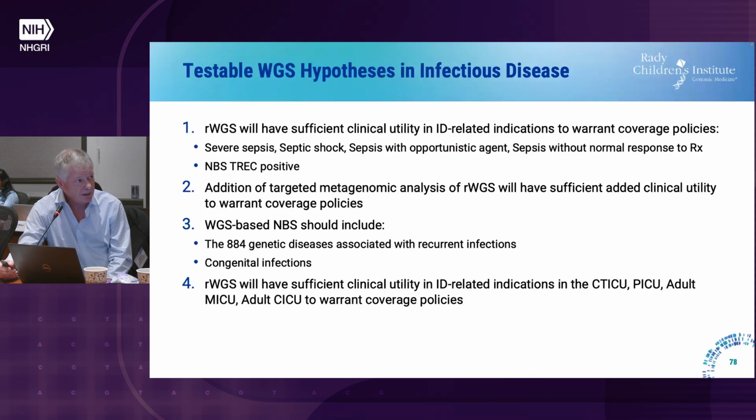So, last slide. Here are some hypotheses I'd like to throw out that we might want to test with grants. Hypothesis one, that rapid diagnostic genome sequencing actually does have sufficient clinical utility in infectious disease to warrant coverage policies, and I've thrown out some ideas there: severe sepsis, septic shock, sepsis with opportunistic etiologic agents, sepsis without a normal response to an adequate antibiotic regimen, TREC positives in the newborn screening area.